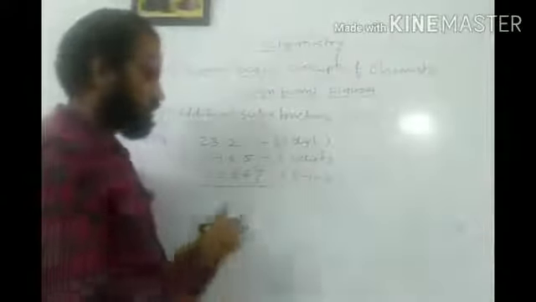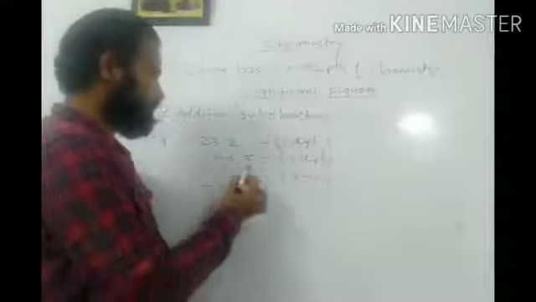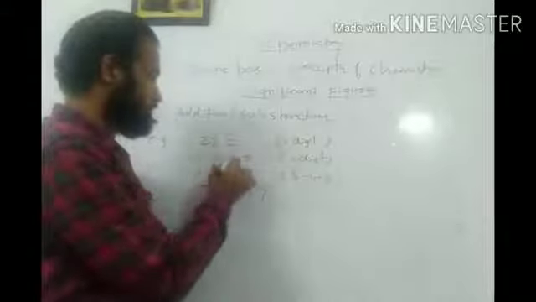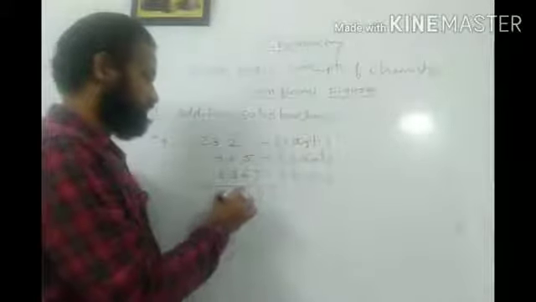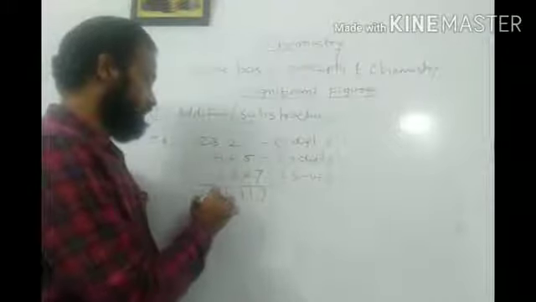Now I'm going to add them all. 7 as it is, 5 plus 6 is 11, 1 is remaining. 2 plus 1 plus 3 plus 6 plus 9 is 11, again 1 is remaining. 4 plus 4 is 8, 8 plus 3 is 11, again 1 is remaining, and 3.